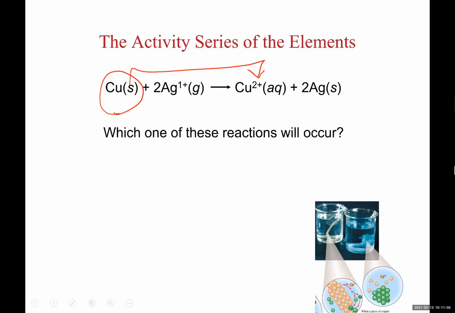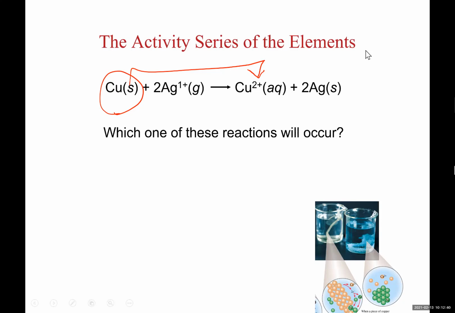Just compare the two metals on the left and the other one on the right. We say copper has the ability to give electron to the ion of silver to produce silver metal. So any metal which is able to produce another metal from its ion is a better electron donor. So we say Cu is a better electron donor than Ag, and as a result, I can say that Cu has higher activity than silver metal.